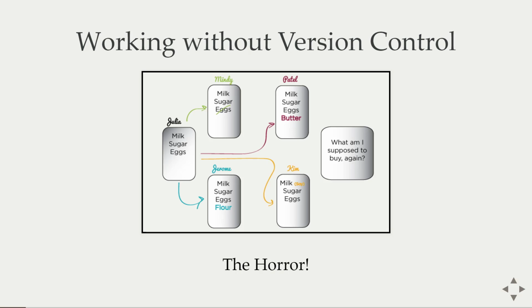I kind of love this slide. This is what it's like working without version control. So imagine on the left side Julia says, hey, I need milk, sugar, and eggs. Well, then she talks to Mindy at the top. Mindy says, no, maybe only some eggs. Jerome at the bottom says, oh, I need flour. Well, then Patel says, oh, I need butter. Kim says, I don't want regular milk, I want soy milk. At the end, you're going, which one of these people? What's the actual list? It's kind of the game we all played as kids. You whispered in somebody's ear, and by the end, whatever was said had nothing to do with what you started with. That's what it's like working without version control. You can't keep track of the changes. It's up to somebody to remember what they were.